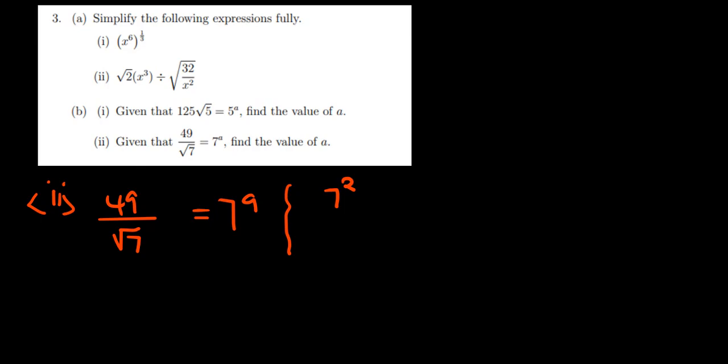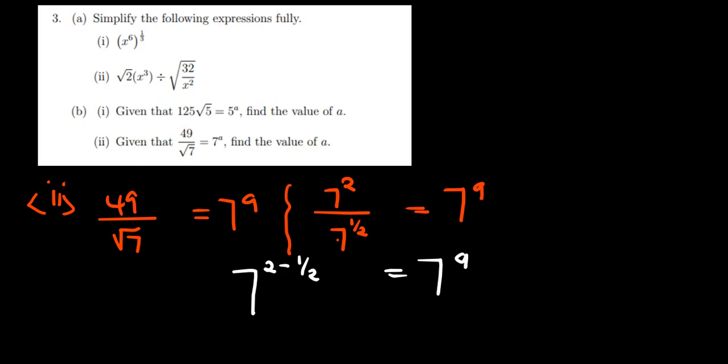2. And then down there we have the root of 7. This root of 7 is the same as 7 to the power 1 over 2. And then we're saying this is equal to 7 to the power A. So we have the same bases that are dividing there. So what are we going to do? We are going to subtract their powers. So that will be 7 to the power 2 minus 1 over 2 is equal to 7 to the power A.